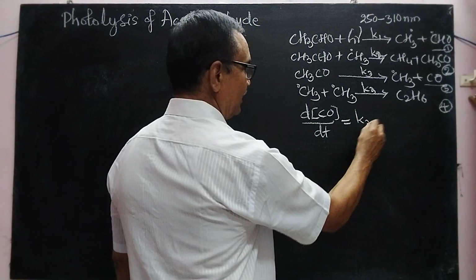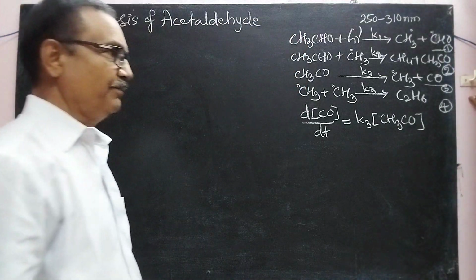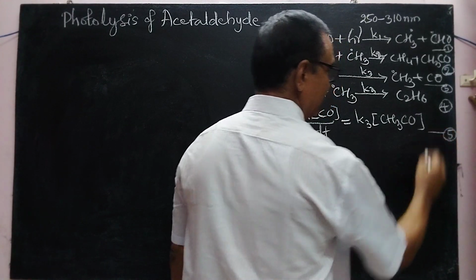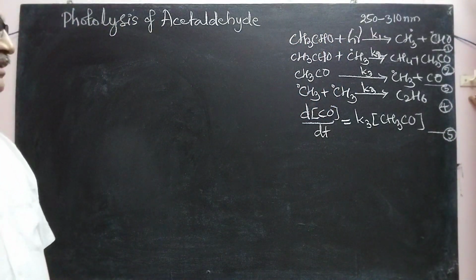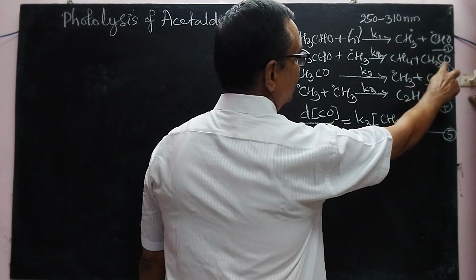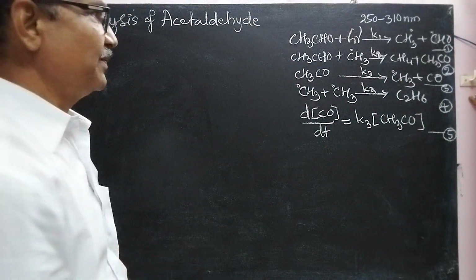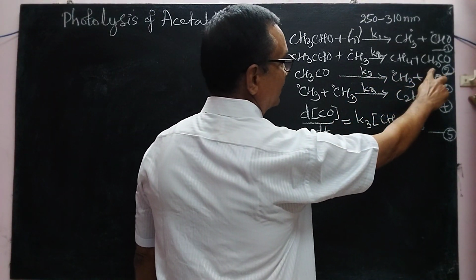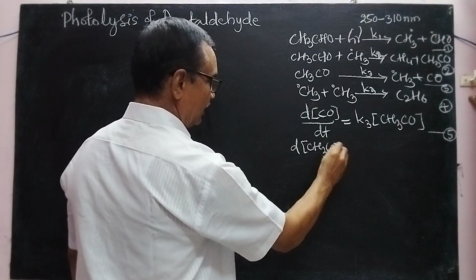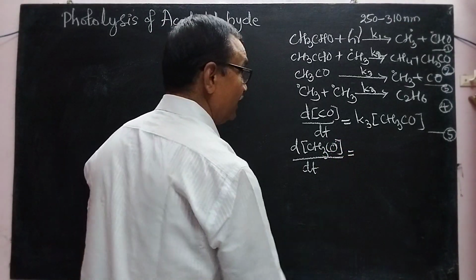which is equal to the rate constant K3 and concentration of CH3CO. This is an intermediate compound. We may call this reaction as equation number 5. Then in the second stage, there is another compound formation. There is a formation of CH3CO and CH3. These are the different products. We are going to use them. Now here, one of the intermediate compounds is CH3CO. That is d[CH3CO]/dt.